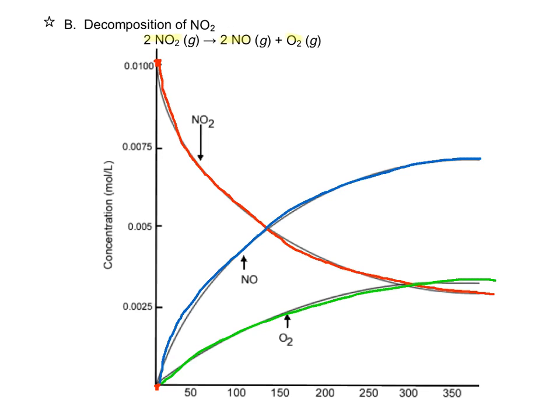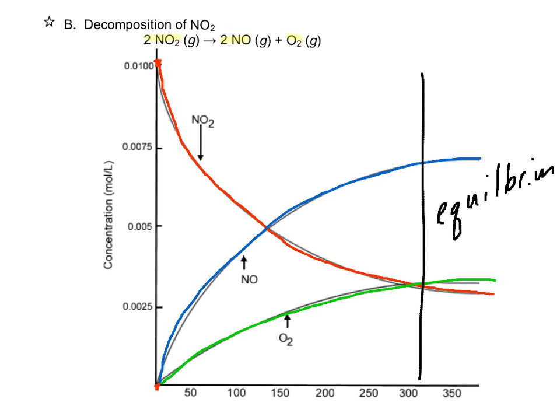Notice also that these things level off right about at the same place, right around here-ish somewhere. The slopes of the rate start to reach 0. This point right here is going to be our point of equilibrium. This represents an equilibrium reaction, a type of reaction that's going to be really important to us in the future.